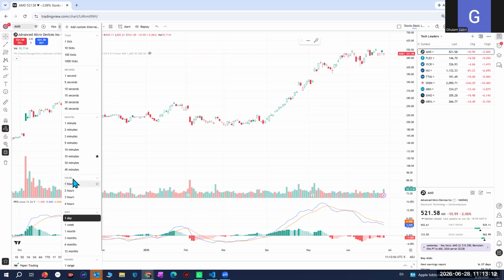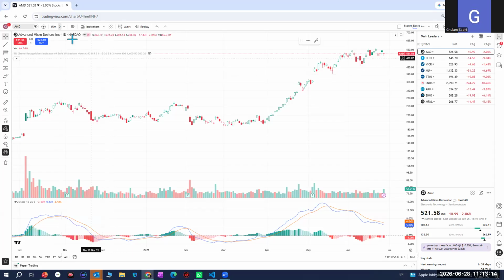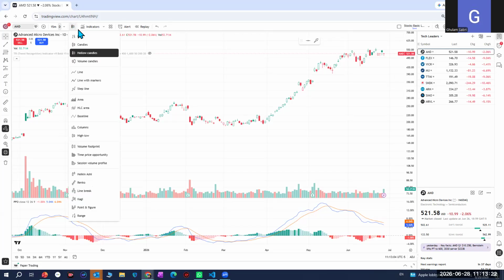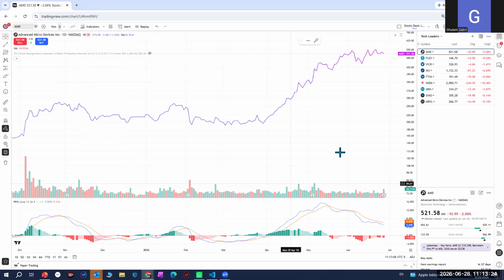Let's say we want to go and well, first, basically, what type of charts are available? If you go to this button here, right now I'm selecting hollow candles as a default. So we can have a basic line chart, and we can hide the volume for the time being.